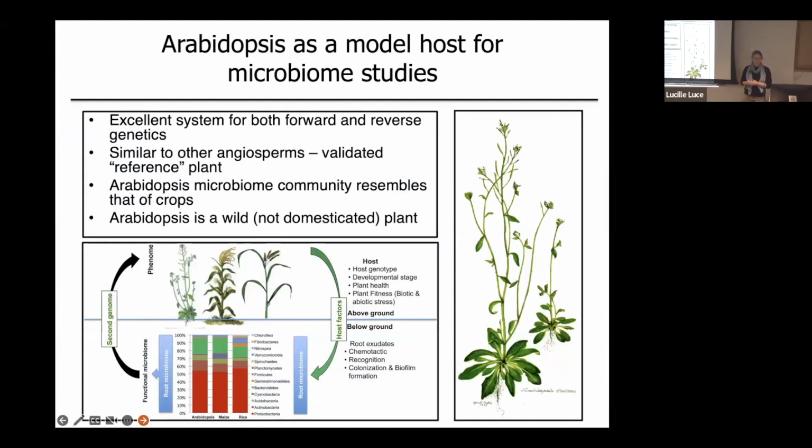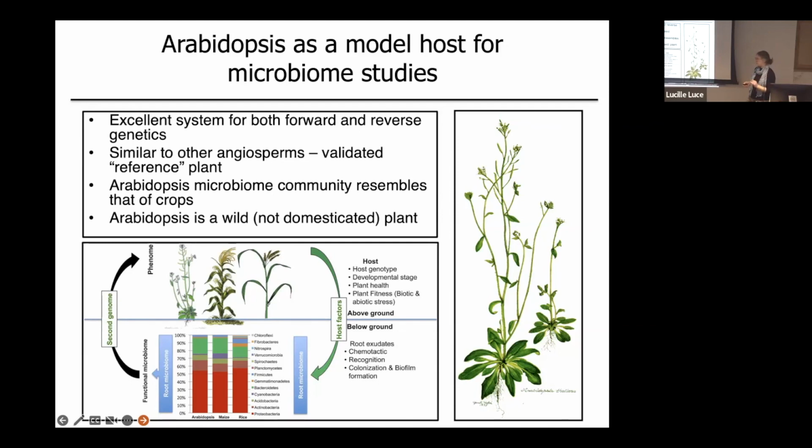So as Maria suggested, my lab uses Arabidopsis as a model for microbiome studies, for many of the same reasons that you all use it for immunity studies, or those of you that do use it for other host pathogen interactions. It's a great system for forward and reverse genetics. It's our validated reference plant, so much of what we've learned in immunity or flowering time has translated to other crop plants. Importantly, the microbiome community of Arabidopsis at a very high taxonomic level resembles crops.